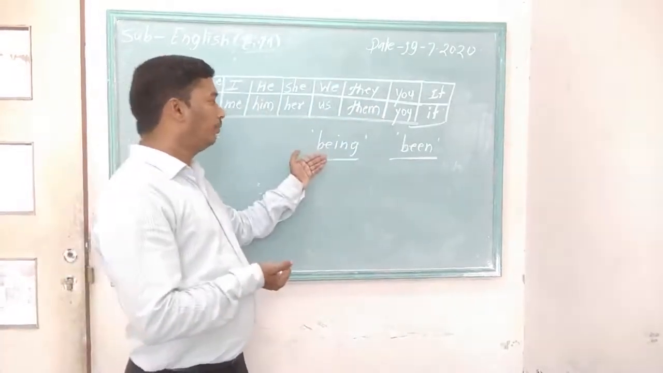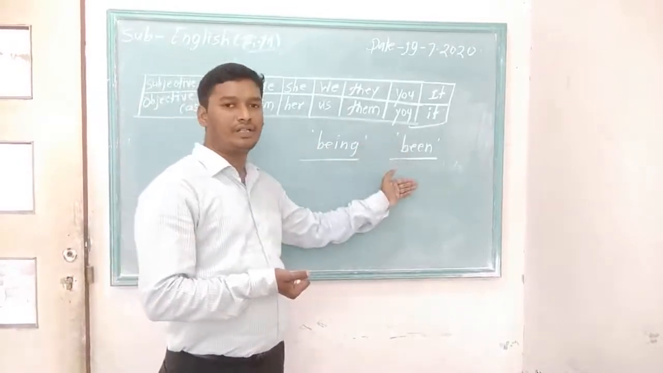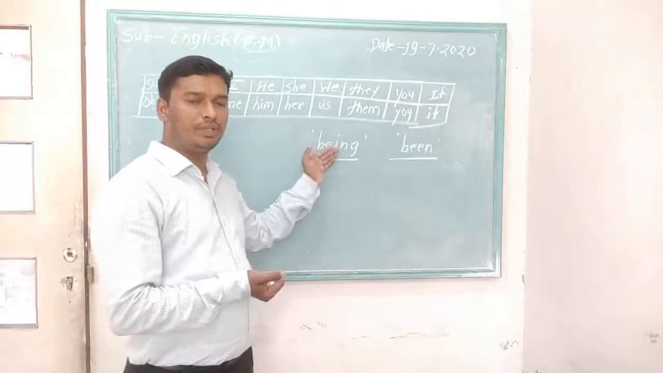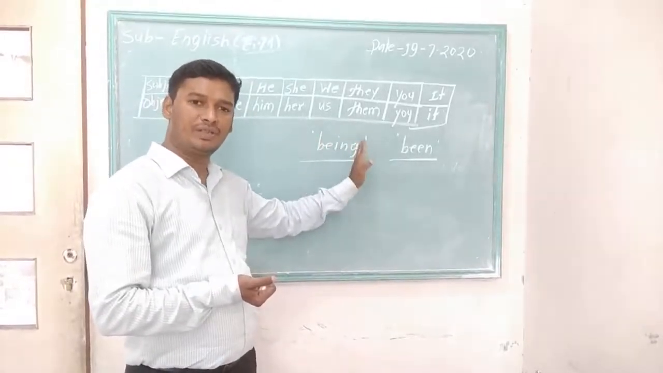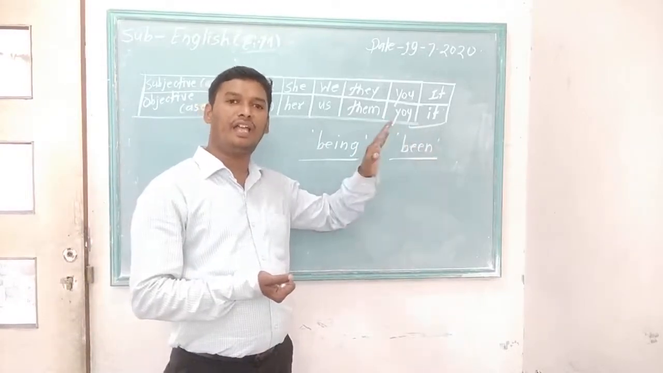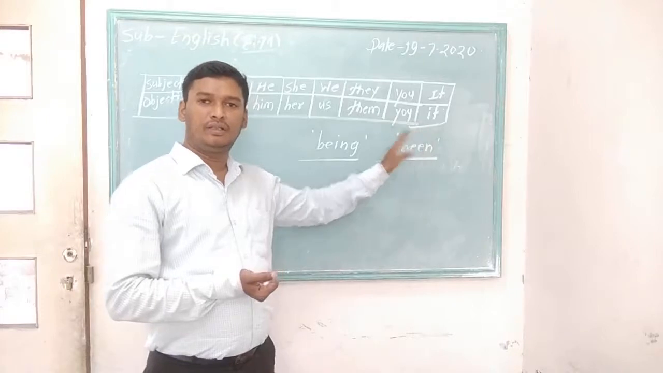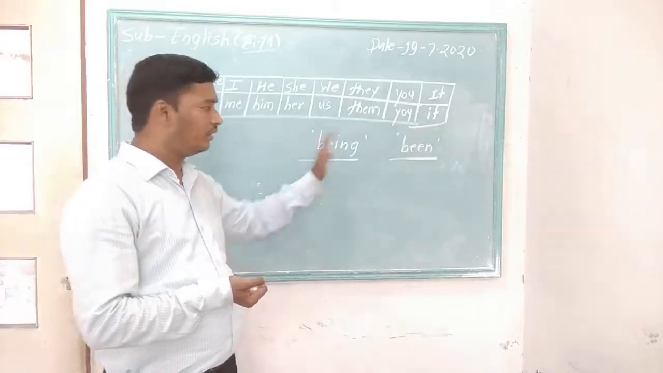Look, being indicates continuous tense and been indicates perfect tense. So if the given active sentence will be continuous, then add being after auxiliary in passive voice. If the given sentence would be perfect, then add been after auxiliary verb in passive voice sentence. Okay, these are the two rules.